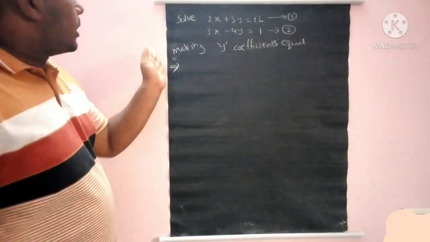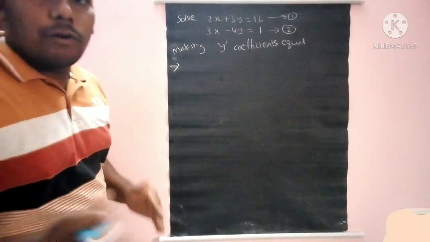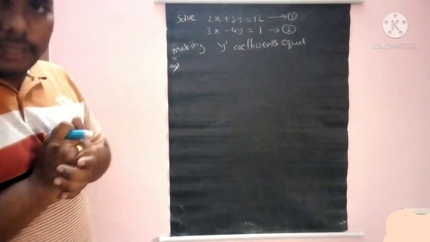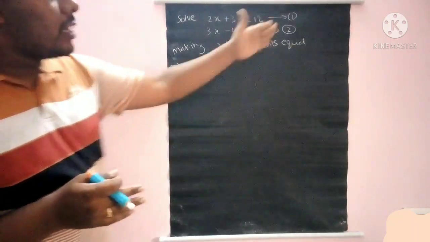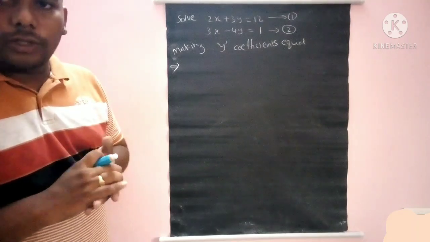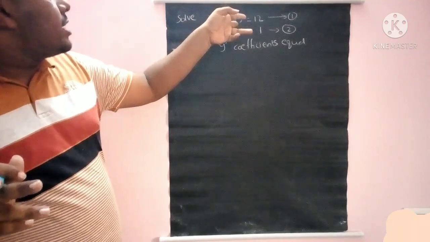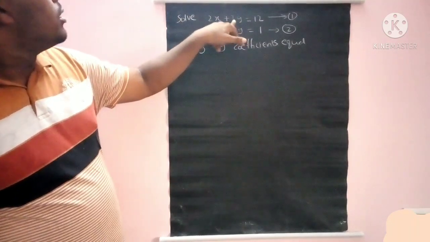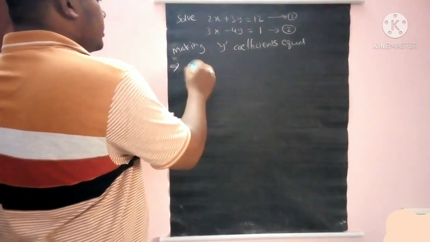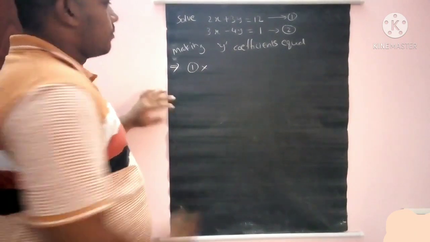Now we have the same equations. I will solve by making the y coefficients equal. So our task here is to make the y coefficients equal. So you need to multiply the given equations 1 and 2 with some non-zero constant values, so that we make the y coefficients equal. So we need to multiply the first equation with the y coefficient of the second equation.